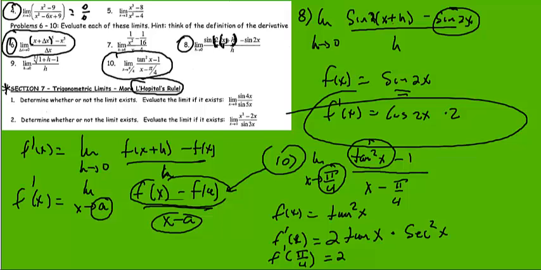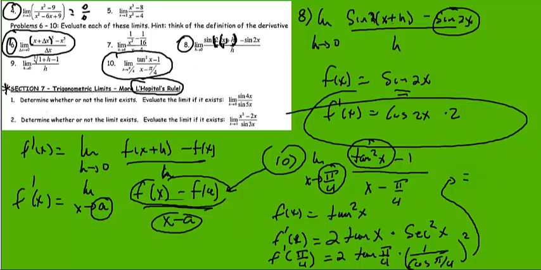turns out to be 2 tangent of pi over 4 times secant squared. Well, so what is secant? Secant is really 1 over cosine. So let's go ahead and write this as 1 over cosine of pi over 4, and then we're going to square that. Alright, so let's go over here and find out what that is.